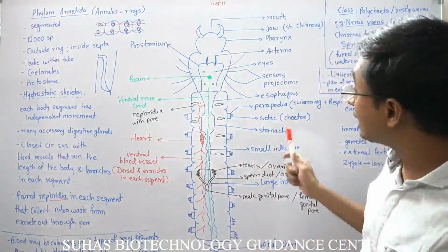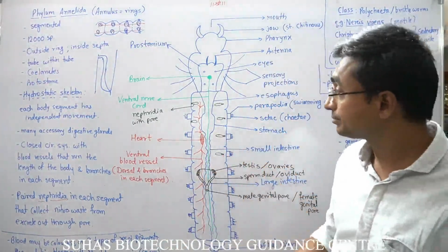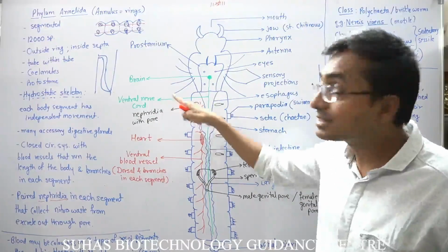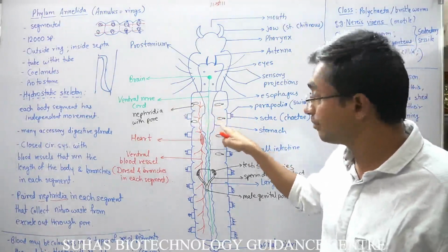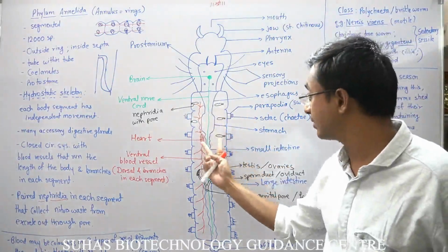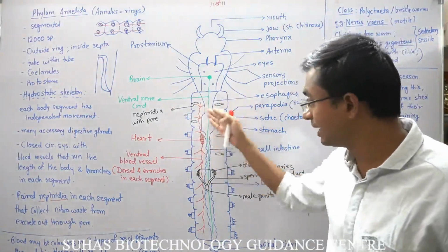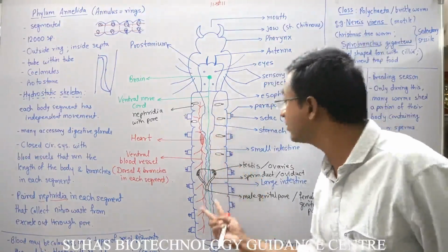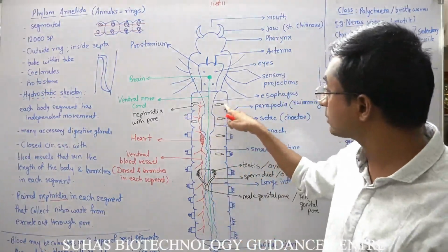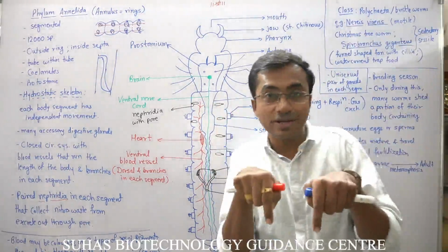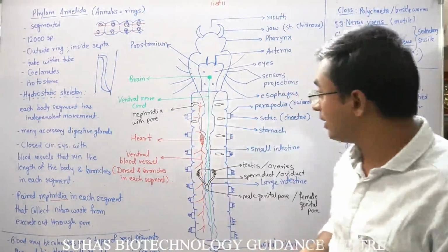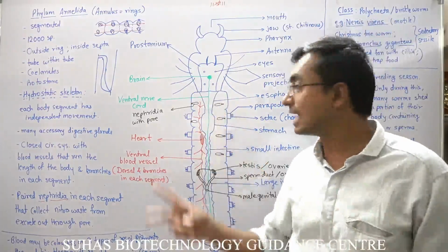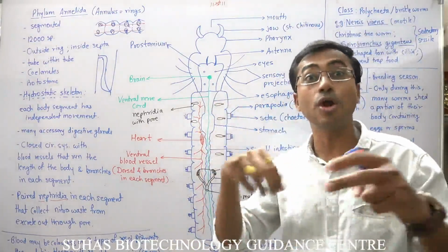Now other than that, you can see nephridia, as discussed just now. A pair of nephridia is present in each segment, and we have shown only limited nephridia here, but they are present in each segment. These nephridia also have pores, which open on the ventral side, means on the downward side. Every segment will have 2 openings, and every segment has 2 nephridia which are coiled.